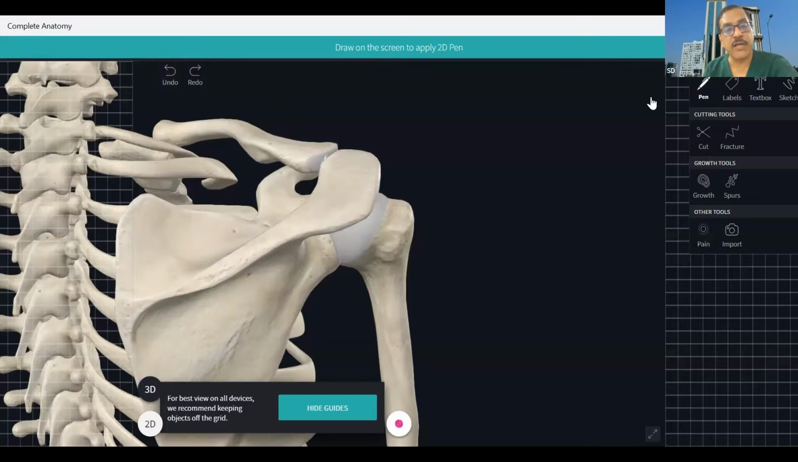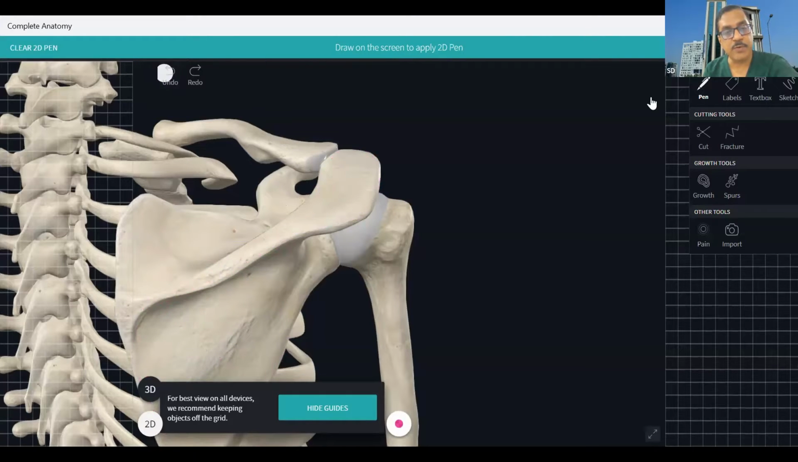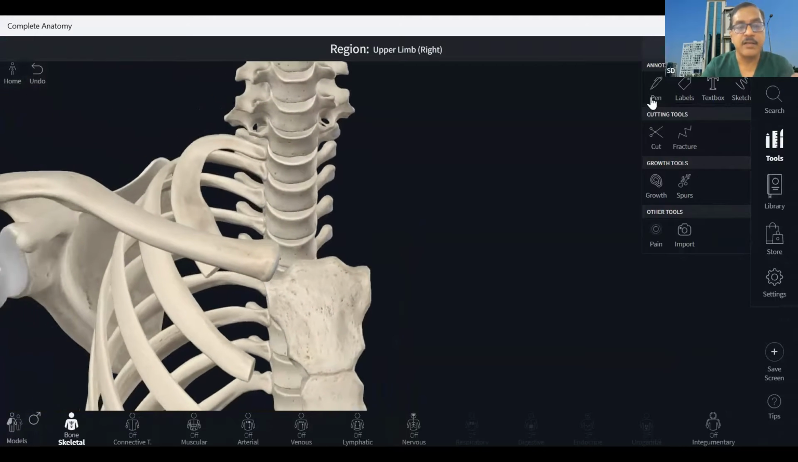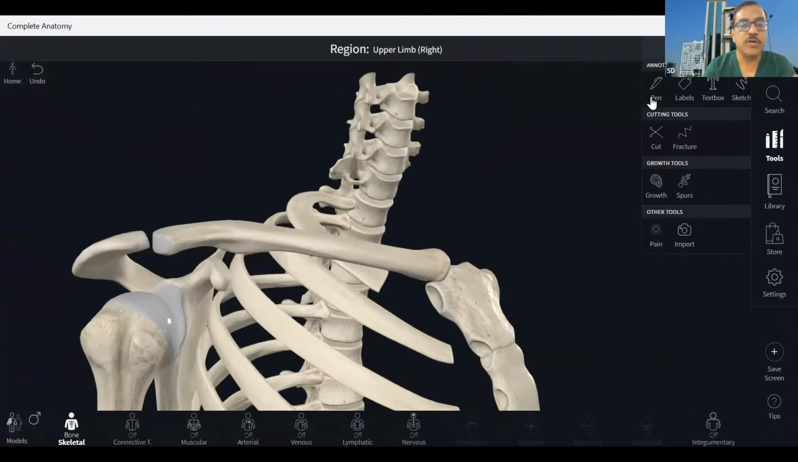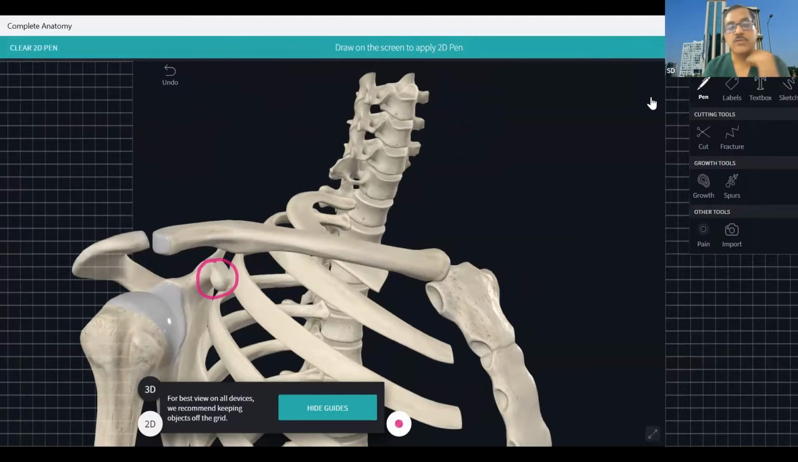If you are looking anteriorly, I forgot to mention another very important part. That is your coracoid process. So this is your coracoid process. The coracoid process is also very important because some ligaments, like the coracoacromial ligament, are attached here. The coracoacromial ligament will be coming from here and getting attached here.